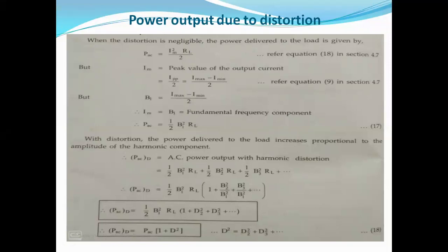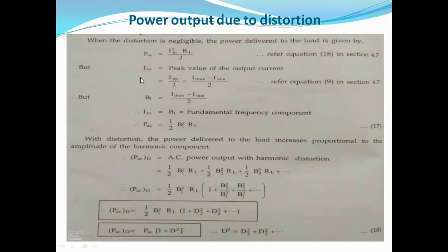That means if you have some distortion, what is the output power? Okay, we know the formula of power. P is equal to Im square RL by 2. What is Im here? If you take peak value, Im is the peak value of current. Here the power is represented in terms of peak current. In terms of peak current, we may represent. In terms of peak to peak current, we may represent. In terms of RMS current also, we may represent. But here we are taking the power in terms of peak current.